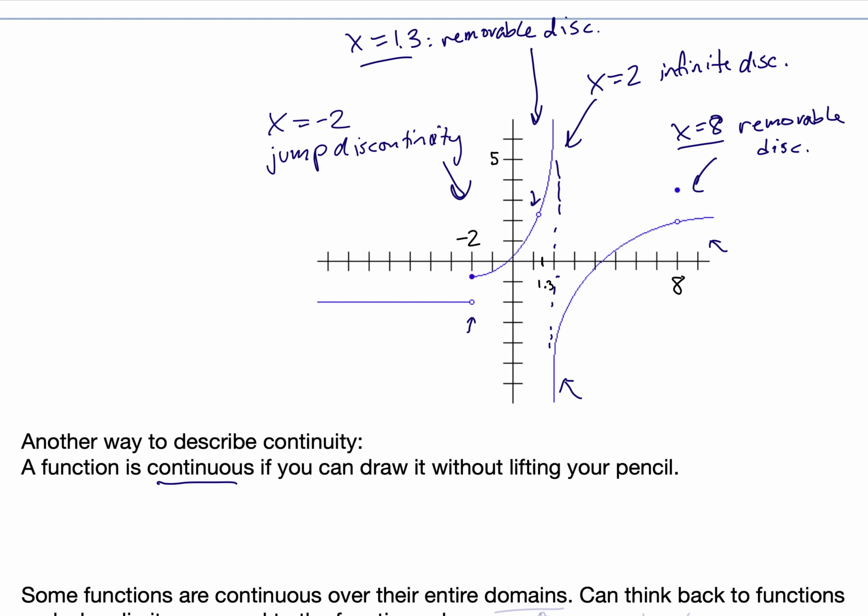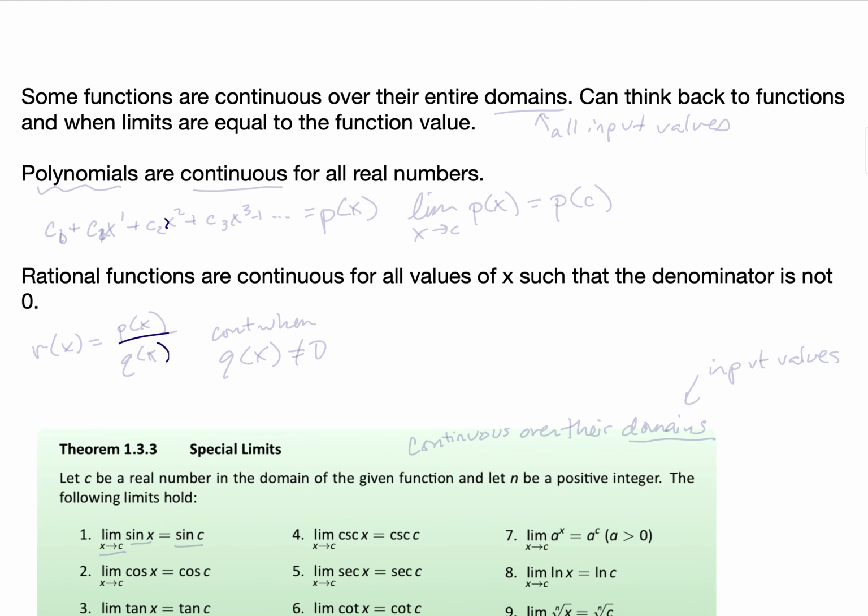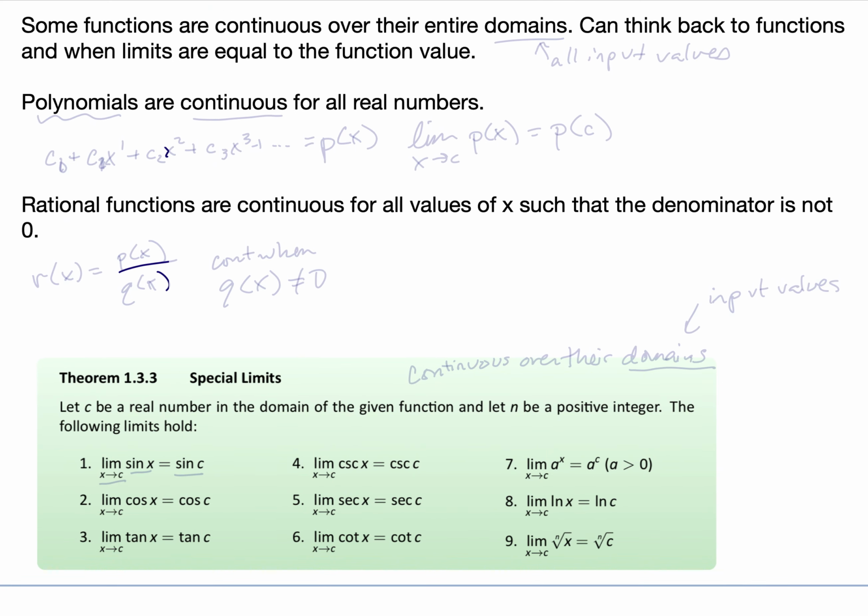Some functions are continuous over their entire domains. That's all of their input values. So remember that the domain is all input values that return an actual value for the function. So we can think back to functions and when limits are equal to the function value.